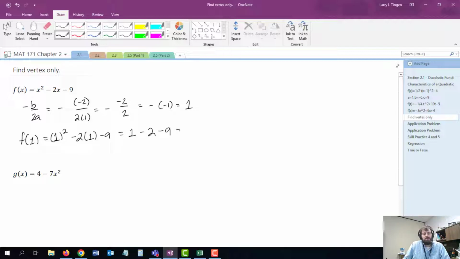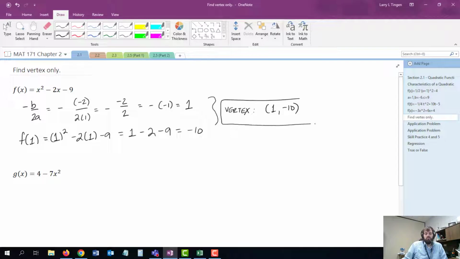Whenever x is 1, it always comes out boring. 1 minus 2 is negative 1. Negative 1 minus 9 more is negative 10. So that means this parabola has a vertex at (1, negative 10). Again, this is all these questions are asking of us, so let's not try to do extra work here. All right.